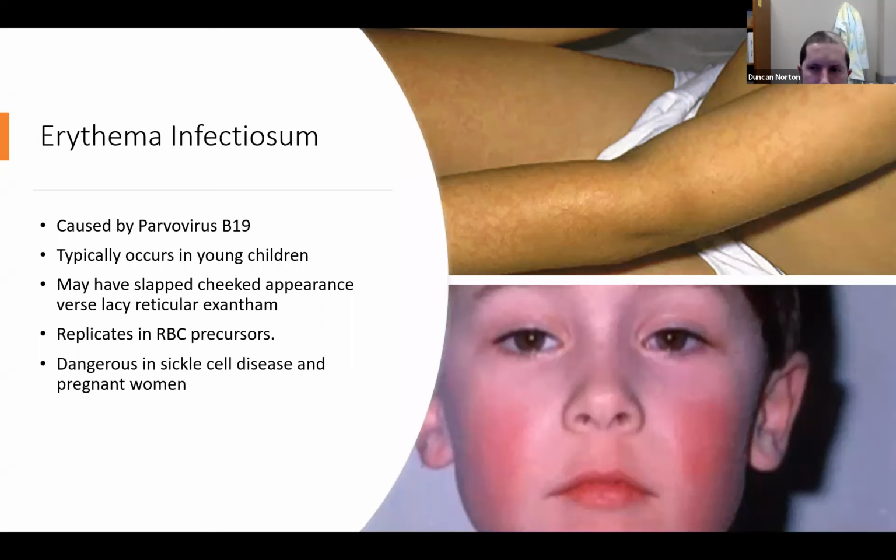And then it will spread and become more of a lacy reticular rash. That's what you're going to see on the test. That's what Stallworth likes to say it as. It replicates in the red blood cell precursors, so you may have a child that has TEC afterwards. They may be a little anemic, but this is an infection that you have to pay more attention to in kids with sickle cell disease and pregnant women. In sickle cell disease, it can cause an aplastic crisis and can be extremely dangerous.